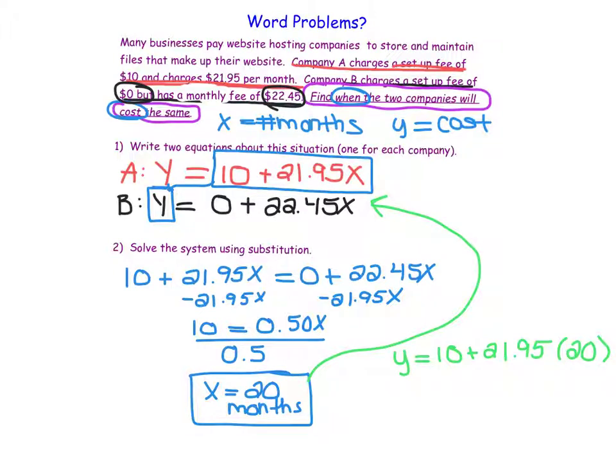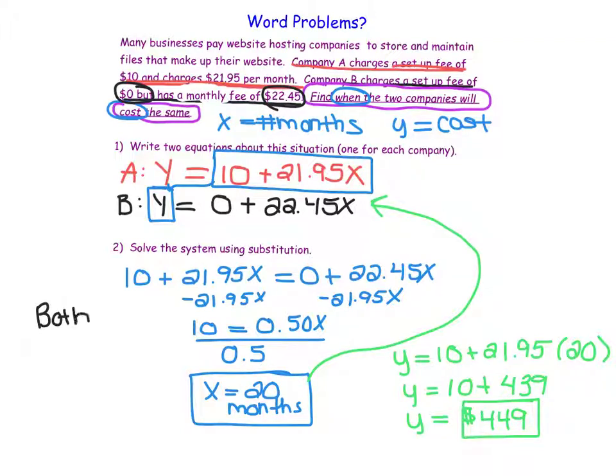So now if I multiply 21.95 times 20, I end up with 439, and I then add $10 to it, and I find that the cost at 20 months for both of these companies is $449. So what I can conclude in this situation is that both A and B will cost $449 at 20 months.